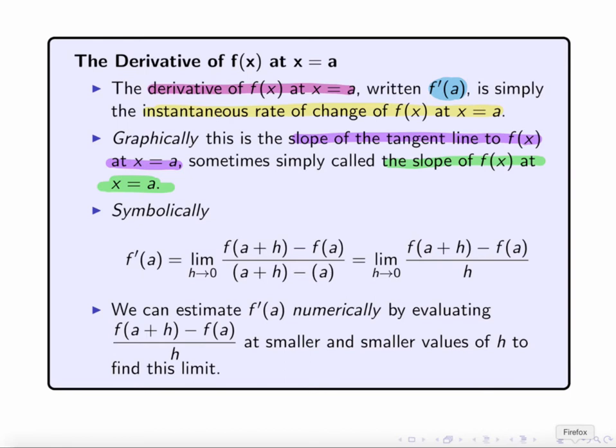If we look at that expression for the slope, f of a plus h minus f of a over h, and then to take the limit, we just evaluated it at smaller and smaller values of h to find the limit. And by smaller and smaller, I mean values that get closer and closer to 0. So we need to let that h get very, very close to 0 to see what's happening with the slope of the tangent line, which is the derivative.